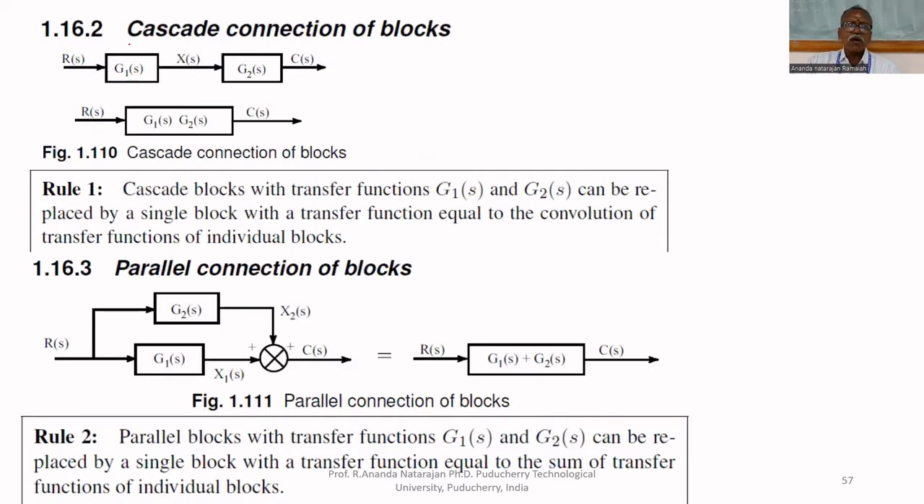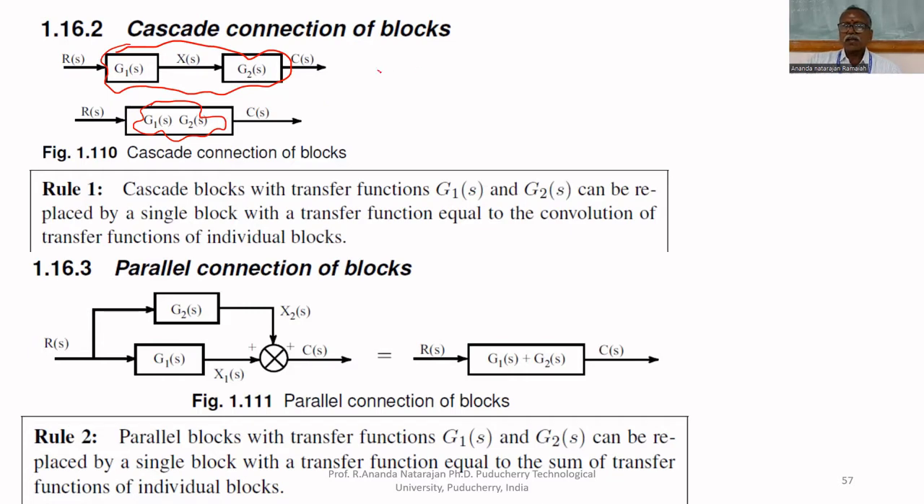If 2 blocks are cascaded, they are called cascaded blocks. When 2 systems are cascaded, it means the output of the first system is the input to the second system. That is called a cascaded system. If 2 systems are cascaded, then we can multiply the 2 transfer functions.